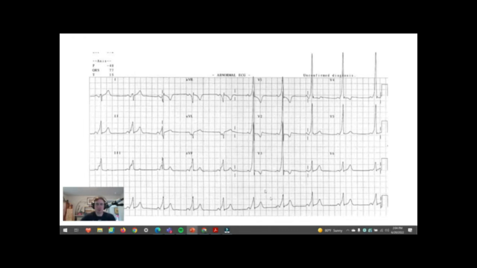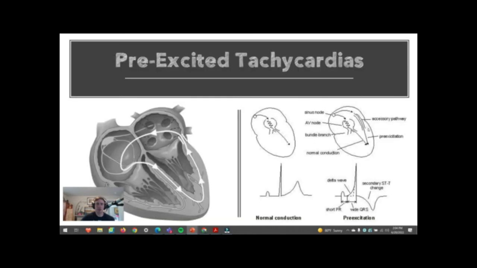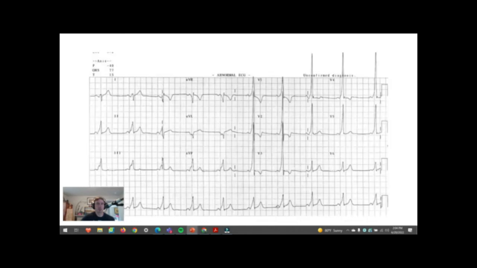So here's what WPW looks like on a normal EKG. Why do we have a short PR here? Well, because of the delta wave, all right? Because there's early conduction here through the accessory pathway. All right, so you got a short PR interval, and then you have a delta wave.